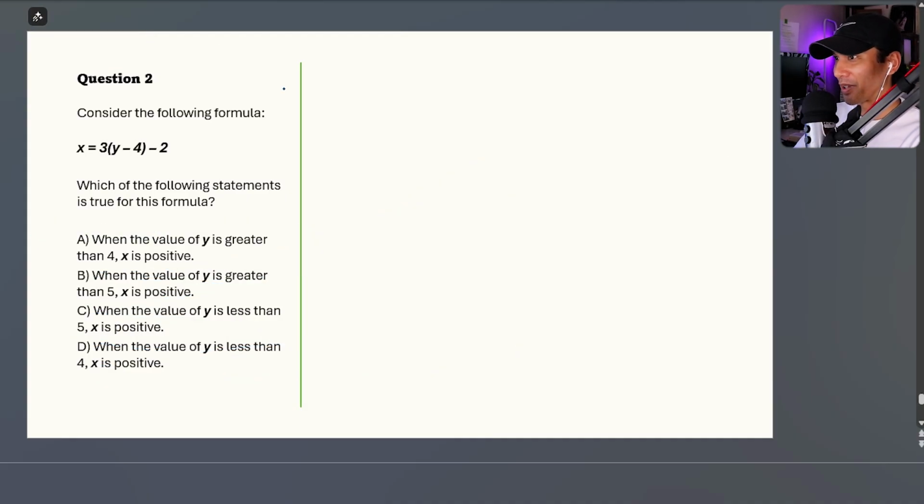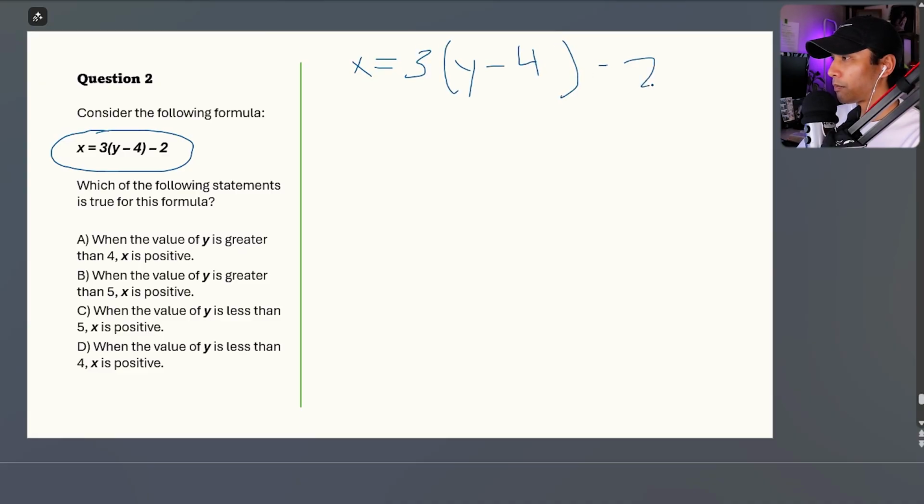Consider the following formula. x equals 3(y minus 4) minus 2. Then we have all these statements here. So the first thing we want to do is rewrite this whole expression into y equals mx plus b. How do we do that? First, we must solve. Okay, we're going to write everything down. x equals 3(y minus 4) minus 2. And then we're going to distribute this 3. x equals 3y minus 12 minus 2.